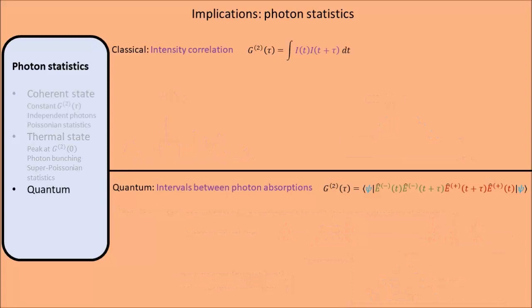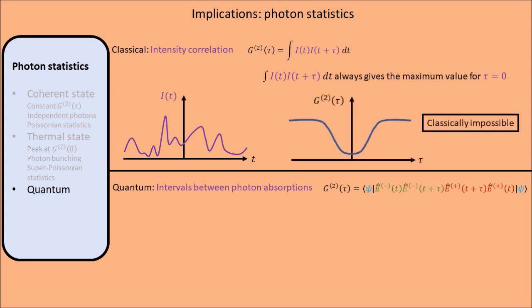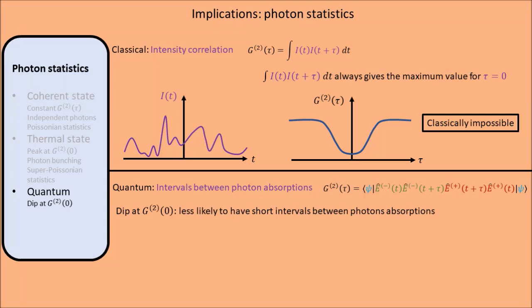Now let's look at non-classical states of light that can only be understood in the context of quantum mechanics. If we consider an arbitrary function I of t, then its correlation integral must always peak at tau equals 0. So a correlation function that has a dip at tau equals 0 would make no sense classically. But can we make sense of it using the quantum mechanical interpretation? In the quantum mechanical interpretation, a dip at tau equals 0 would mean that it is less likely to observe short intervals between photon detections.